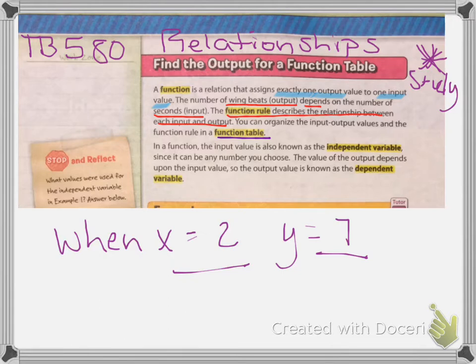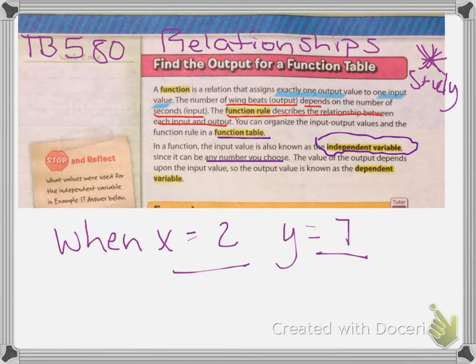In a function, the input value is also known as the independent variable. Now, this is not the first time you should see independent variable. You should have already seen it in science several times by now. But the independent variable, you always want to think about your parents are independent and you're dependent on them. So the independent variable doesn't need anything else. You don't need anything else to figure out what the independent variable is. That's actually the input value. So it can be any number you want it to be, which is what it says here, since it can be any number you choose.